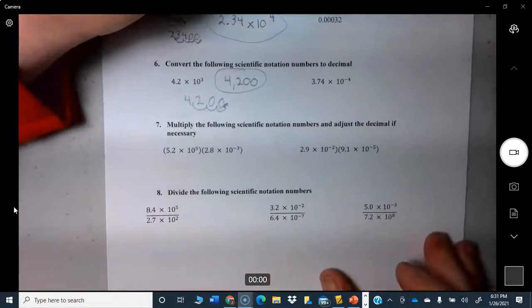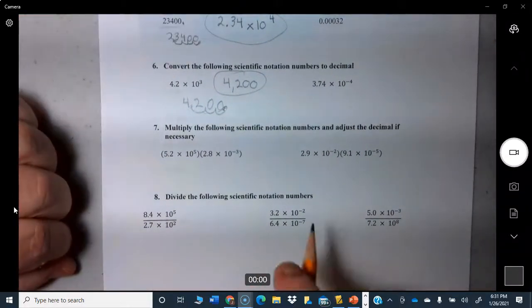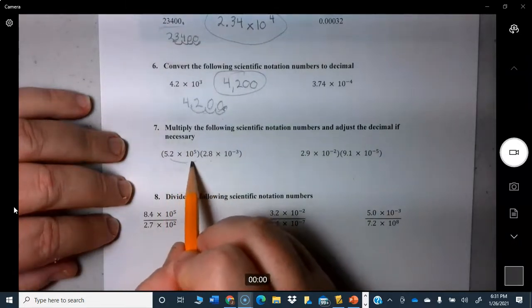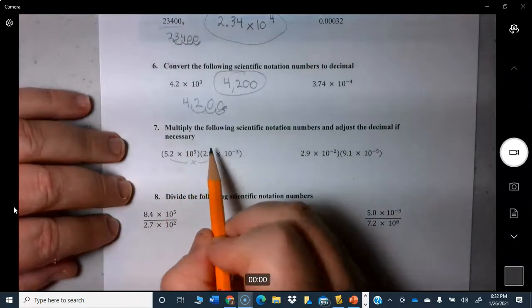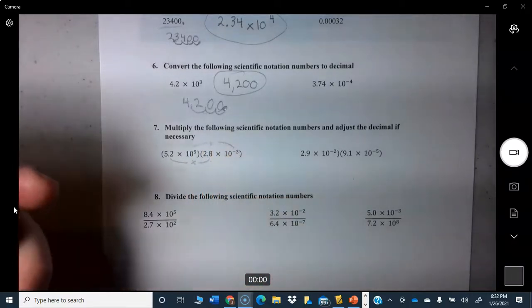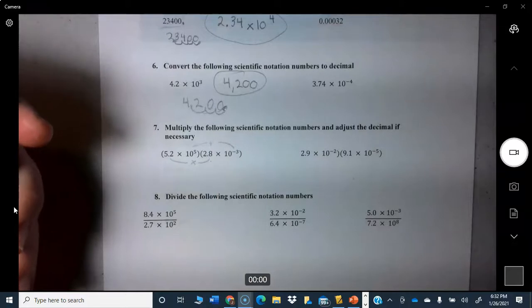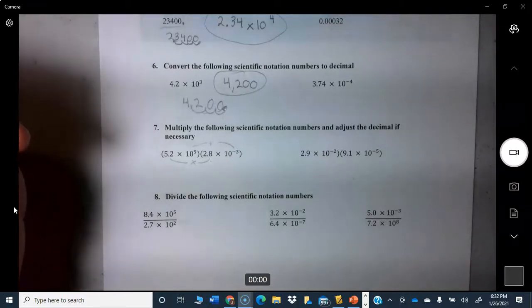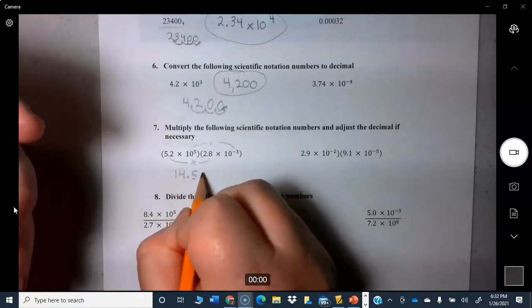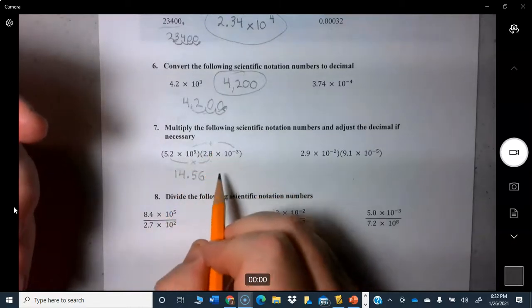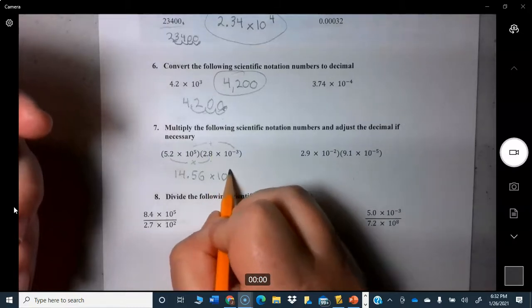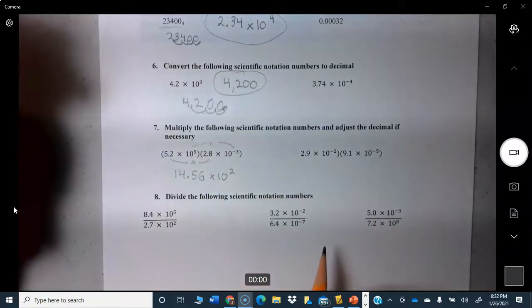All right, now we're going to multiply. And 5.2 times 2.8. So remember what you do is you multiply these, the coefficients, and you add the exponents. Okay. So we got 5.2 times 2.8 equals 14.56. And 5 plus negative 3, that's the same as 5 minus 3, is going to be 10 to the second. Okay, so that's how you do that.